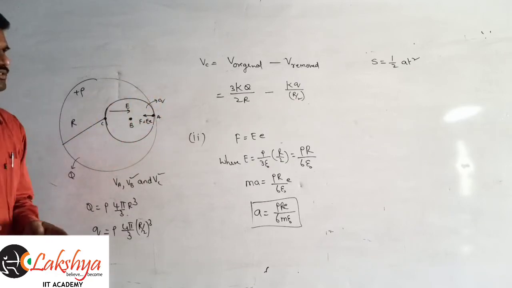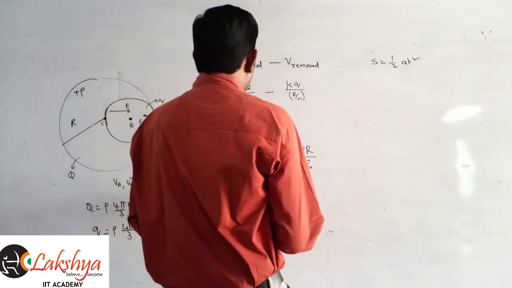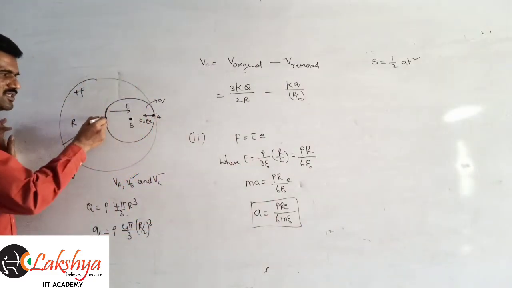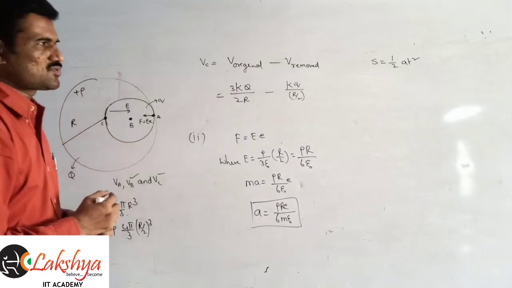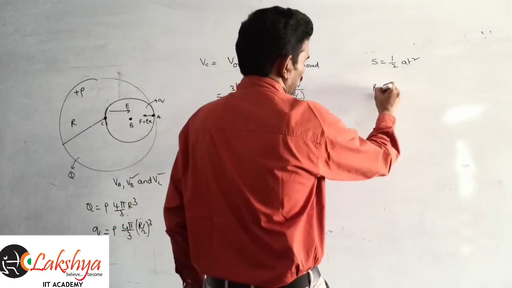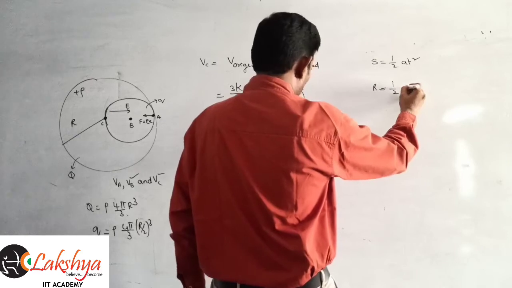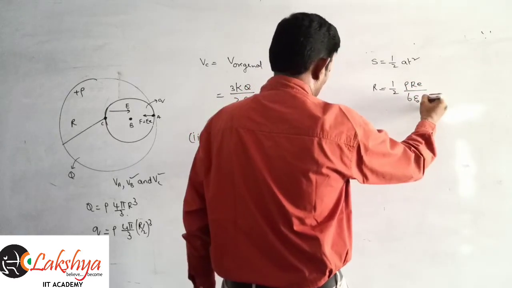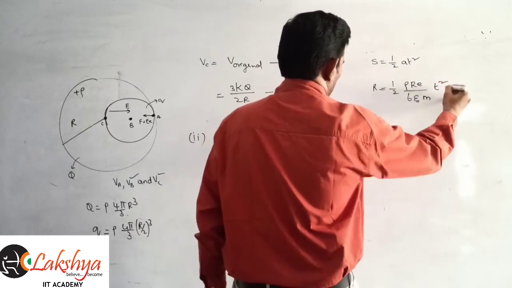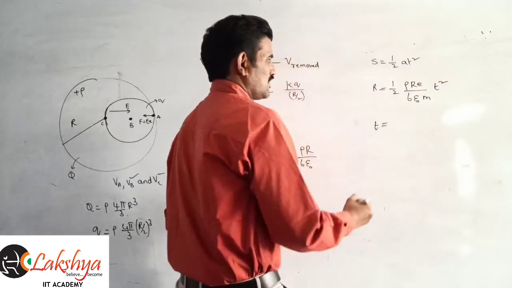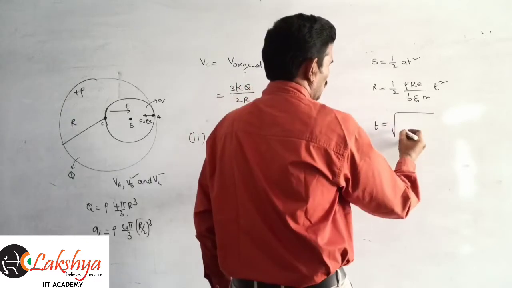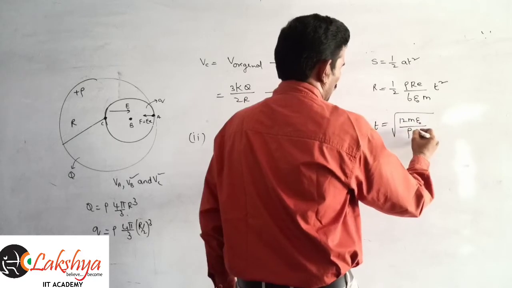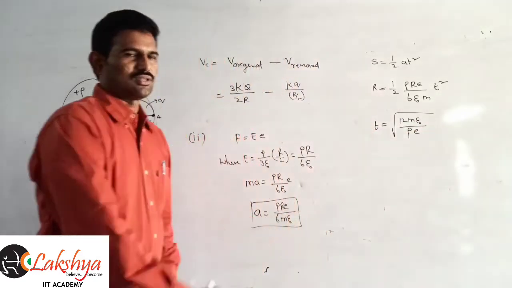Now it has to travel a distance from here to here. Then it will strike exactly the opposite point, which is nothing but C. So it has to travel a distance of r. So r is equal to half into a, which is rho r e by 6 epsilon naught m, into t square. Therefore the t value we can write as the square root of 12 m epsilon naught by rho e. That is the time taken to travel from one end to the other end.